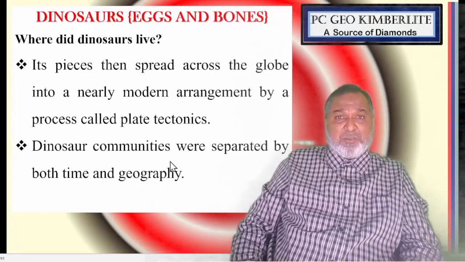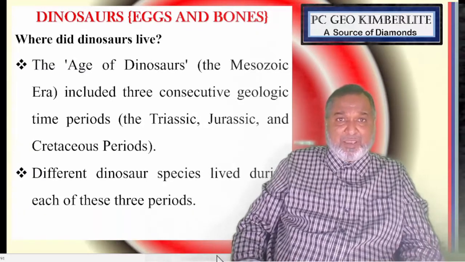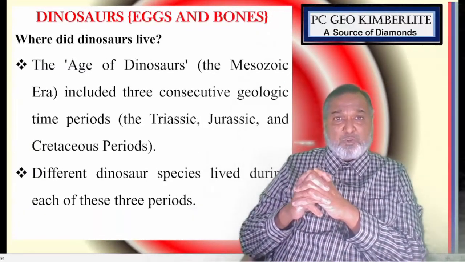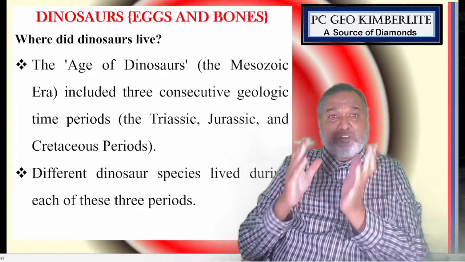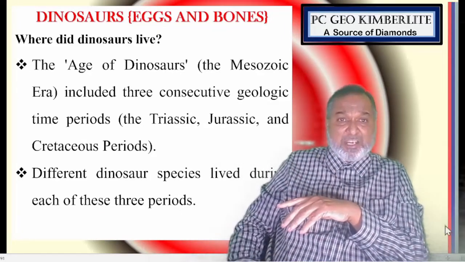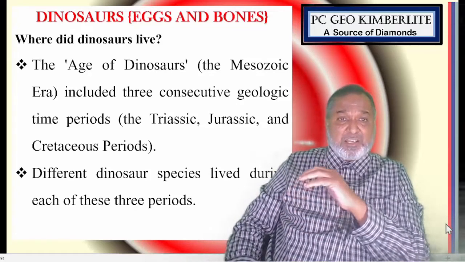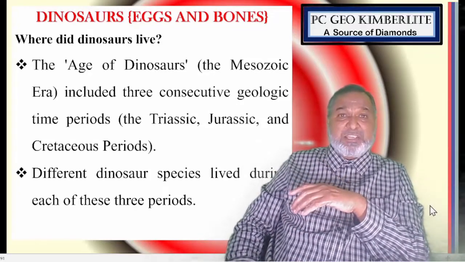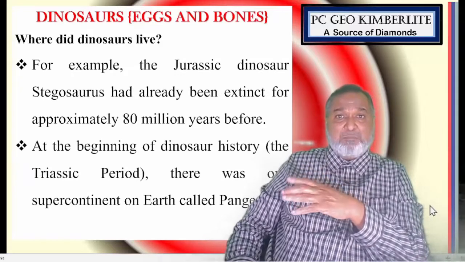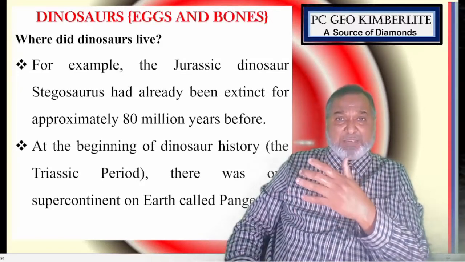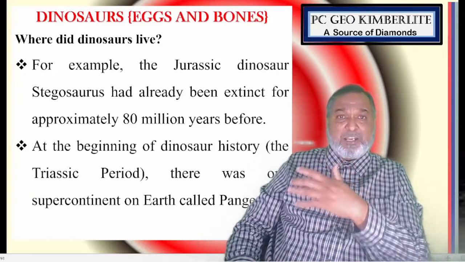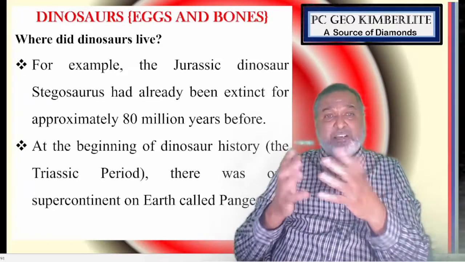The dinosaur communities were separated by both time and geography. The age of dinosaurs, the Mesozoic, includes 3 consecutive geological time periods: Triassic, Jurassic and Cretaceous, and different dinosaur species lived during each of these 3 periods. For example, the Jurassic dinosaur Stegosaurus had already been extinct for approximately 80 million years.